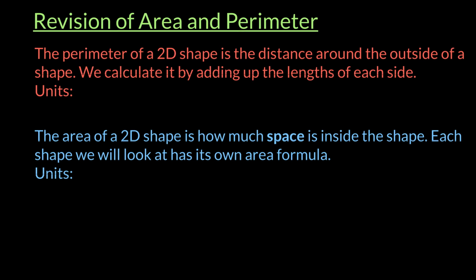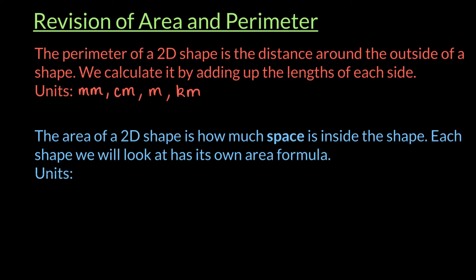So the first thing that we're going to look at is the perimeter of a 2D shape, which is the distance around the outside of the shape. So quite simple to calculate. We simply add up all the lengths that we have in the shape. So add up the length of each side to find the total perimeter, the total distance around the outside of the shape. Units for perimeter are just our units of measurement for length. So it could be millimeters, centimeters, meters, kilometers, or any measurement that we could use to measure length.